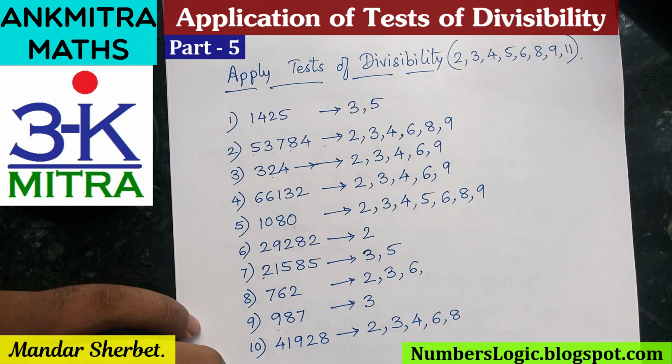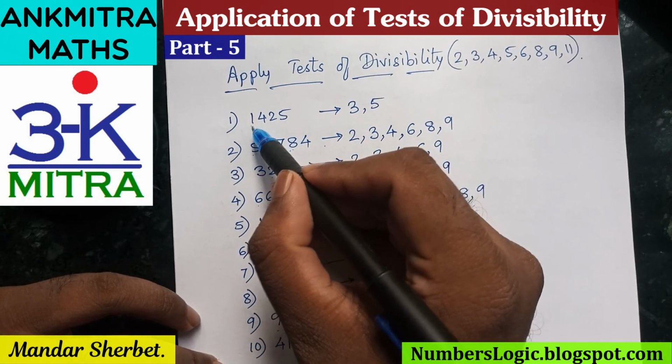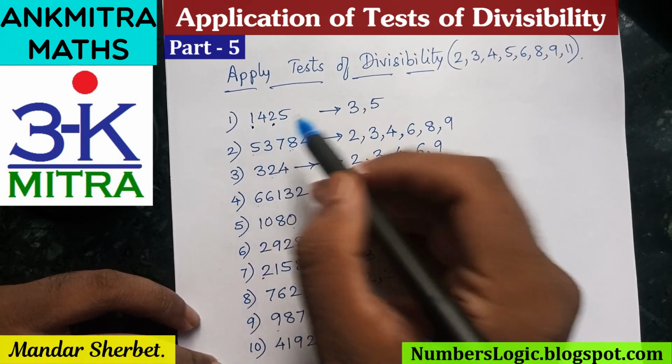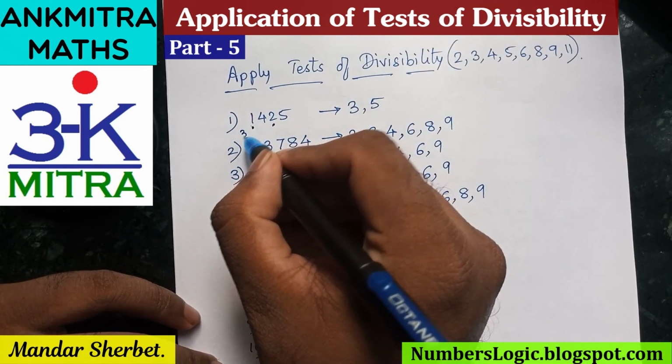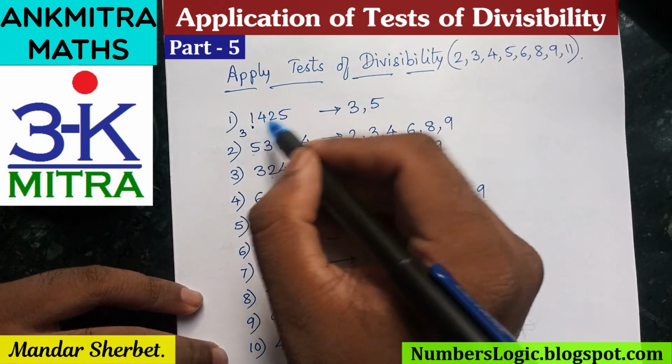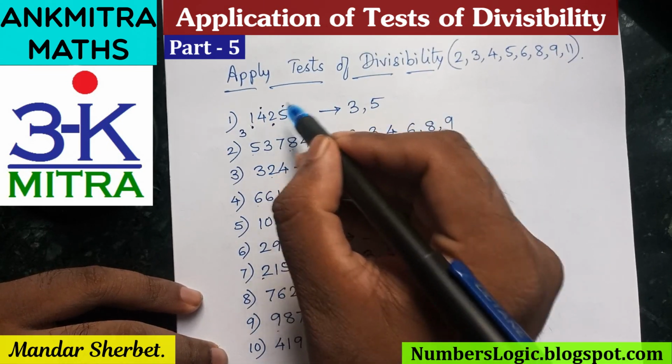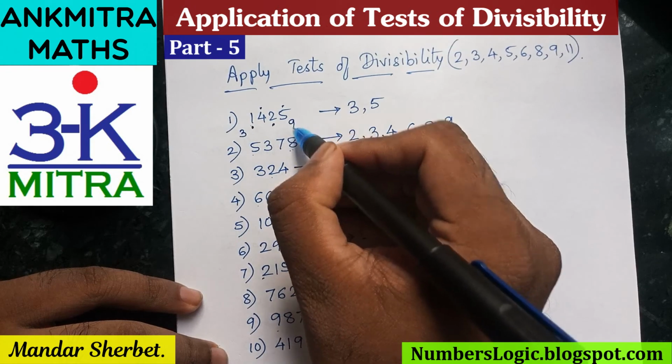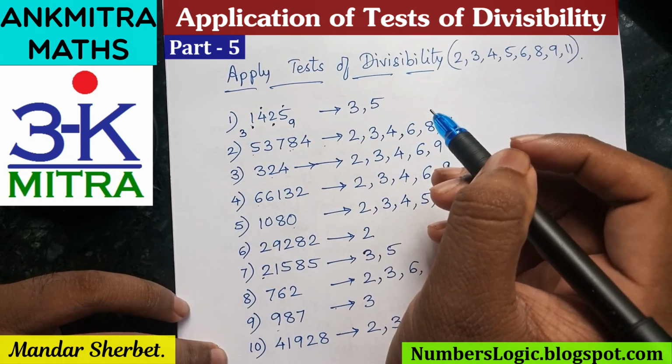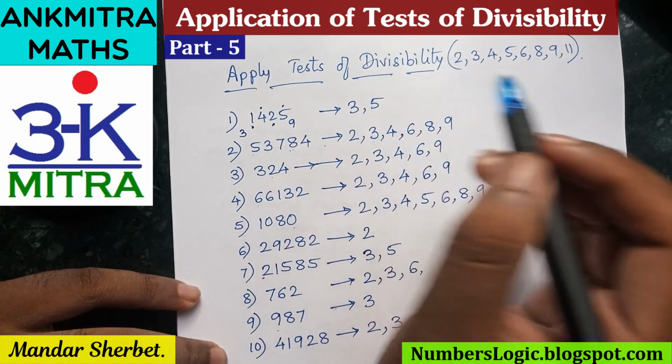Okay, so in the first case it's a 4-digit number, so the first pair will be 1 plus 2, that is 3. Addition is 3. For the other pair it's 4 and 5. 4 plus 5 is 9. The difference between 3 and 9 is 6, so it is not divisible by 11.